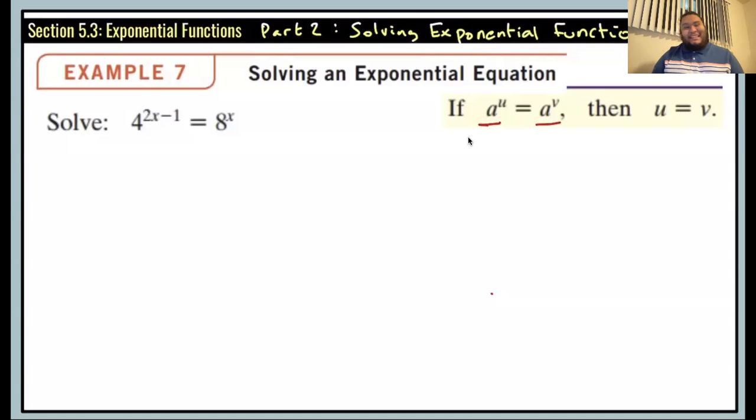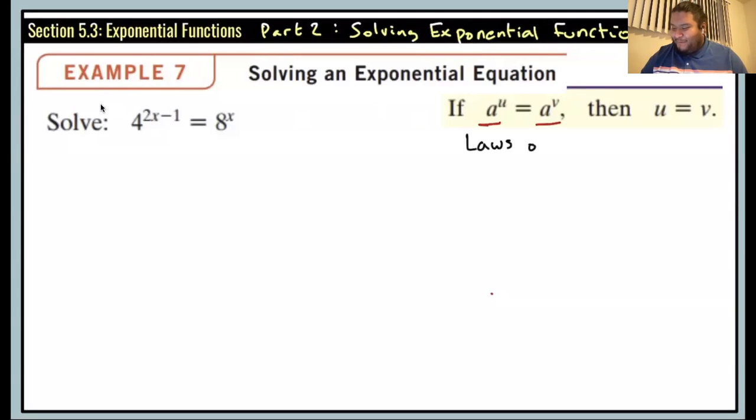We're doing section 5.3, part 2, solving exponential functions. Oh, you can see me this time. Let me turn off my camera. You know what? You guys already saw me do it. You're gonna see me in the video, and we're gonna do some math. All right. Before we begin, we need to go over some laws of exponents.